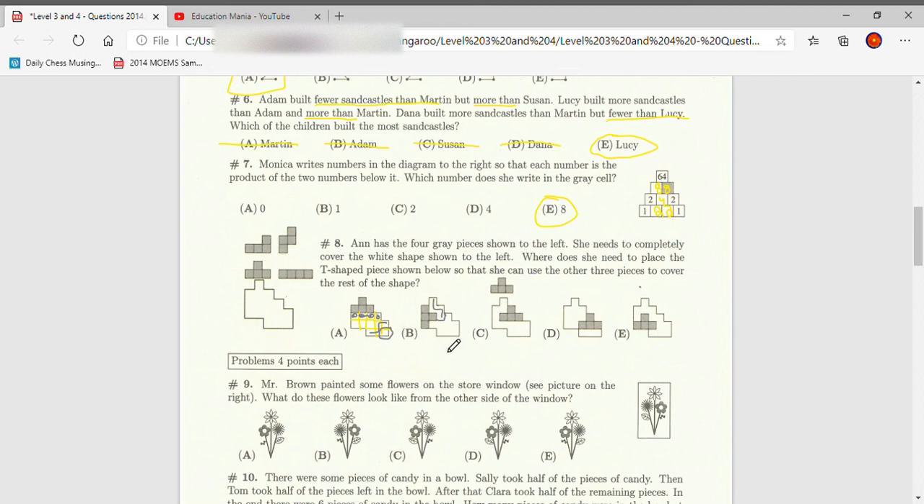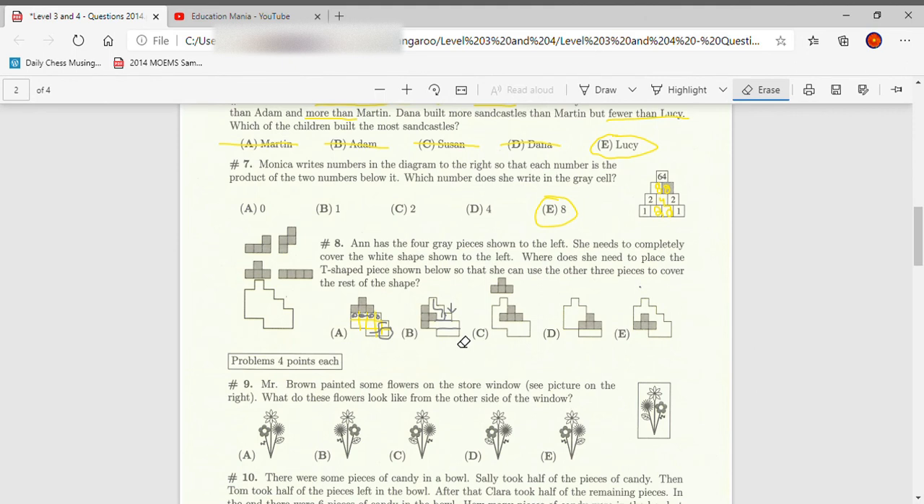Now, but then this is the problem. If you were to put any piece over here, this one would be covered up. So if you put this long one right over here, this square would be covered up. And if we were to put this shape, so we can get it like this, then we would have to have a second one to cover up this. So B is also not an answer.